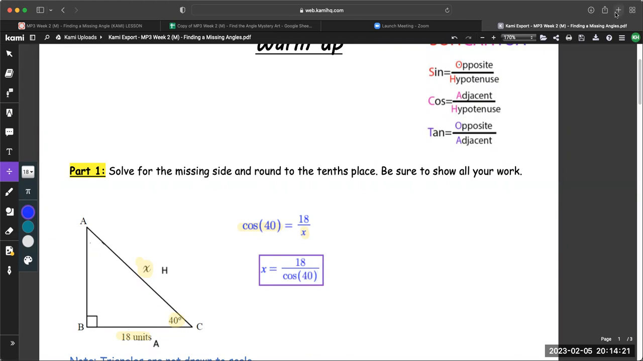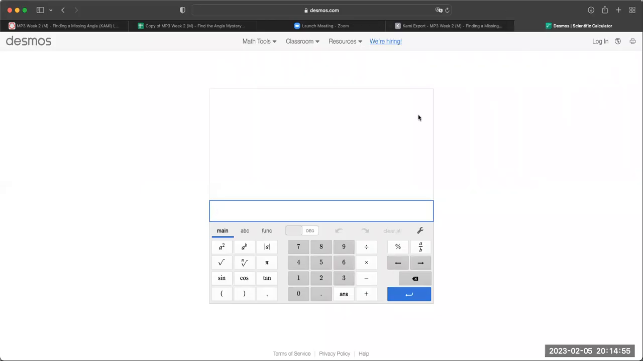All right, oops, I forgot. Let me just pause this here for a second. All right, I popped on over to Desmos. I'm going to do 18 divided by the cosine of 40. And there's my answer. So that side length that I didn't know, the hypotenuse, is going to be 23.